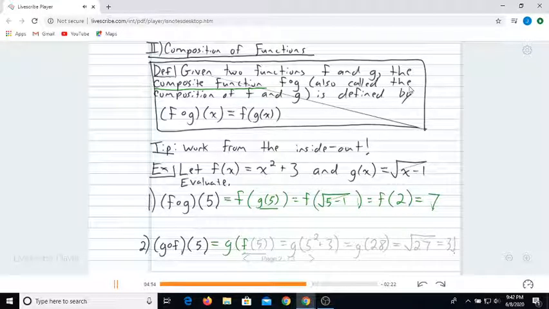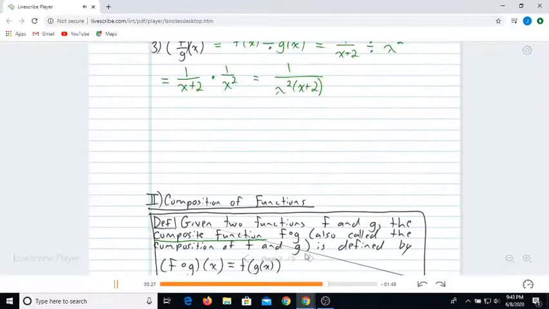Now let's try the reverse and see if we get the same thing. Instead of doing f composed with g, let's do g composed with f at input 5. So again, we'll work from the inside out. So f at 5, we want to do that first. F at 5, that's 5 squared plus 3. So that's g at 28, which equals square root of 27, which reduces to 3 root 3. And as you can see, order matters.